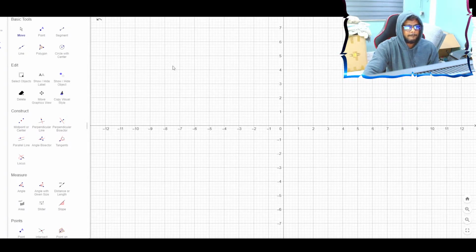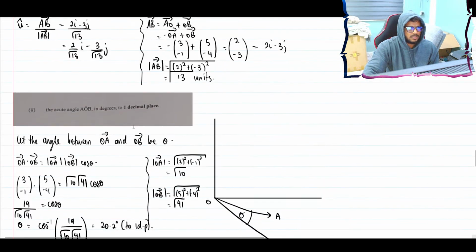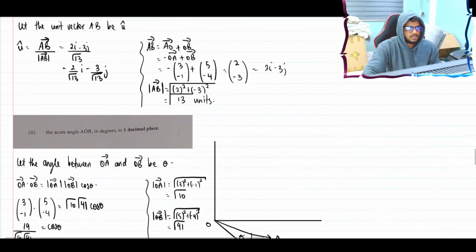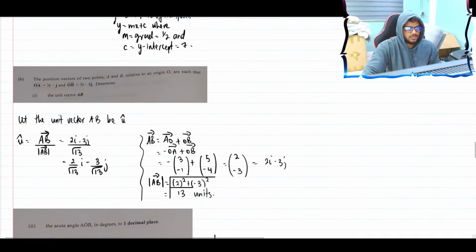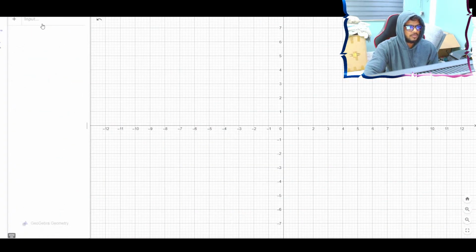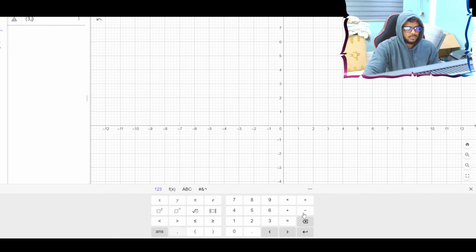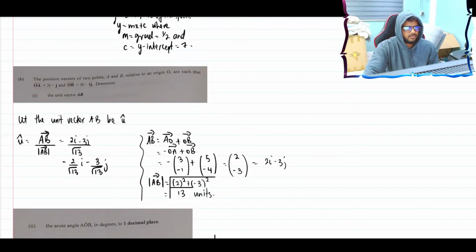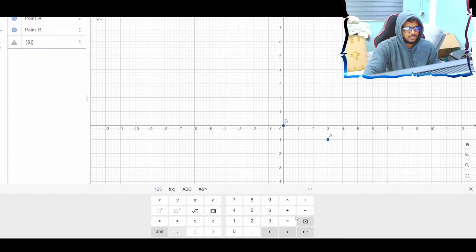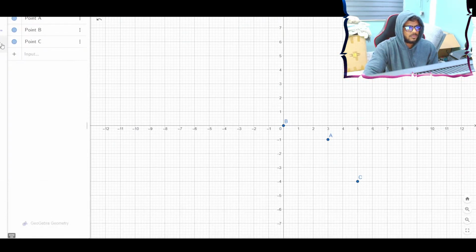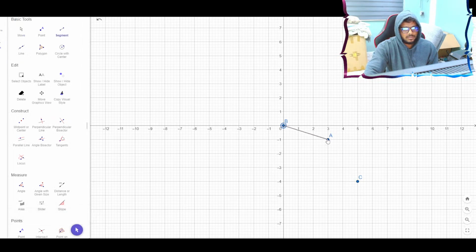Alright, so if I have two vectors, one of the vectors was 3 comma minus 1, I have to put 0 comma 0, and the next vector was 5 comma minus 4. So we have two vectors here and here, and I want the angle between the two vectors.